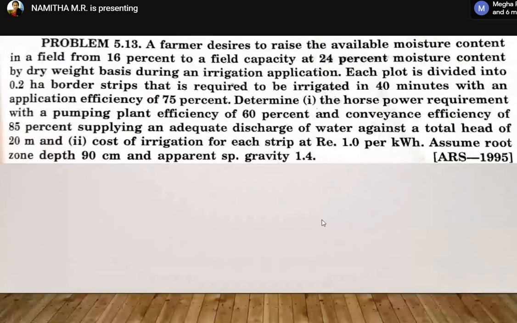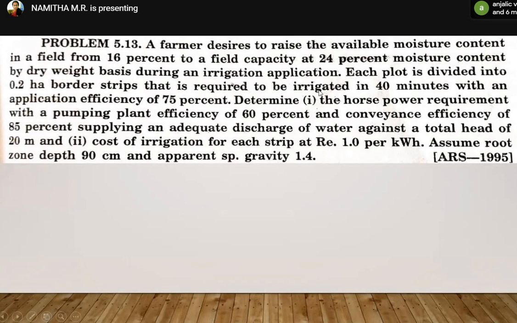Okay, a farmer desires to raise the available moisture content in the field from 16% to a field capacity of 24%. Okay, 16% is available in the field. He desires to increase the moisture content to 24%, which is the field capacity, by dry weight basis during an irrigation application. Each plot is divided into 0.2 hectare border strips that are required to be irrigated in 40 minutes with an application efficiency of 75%.